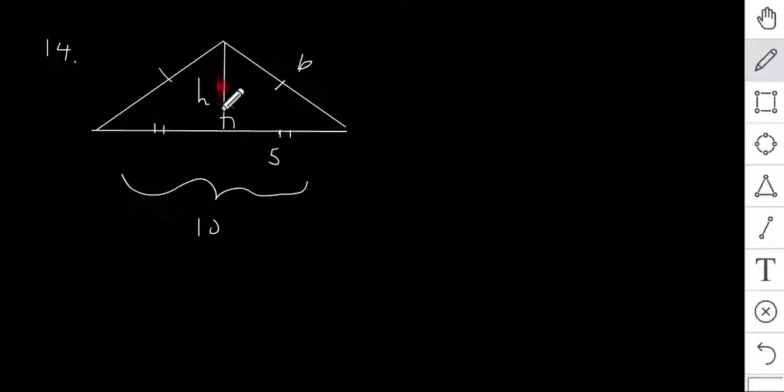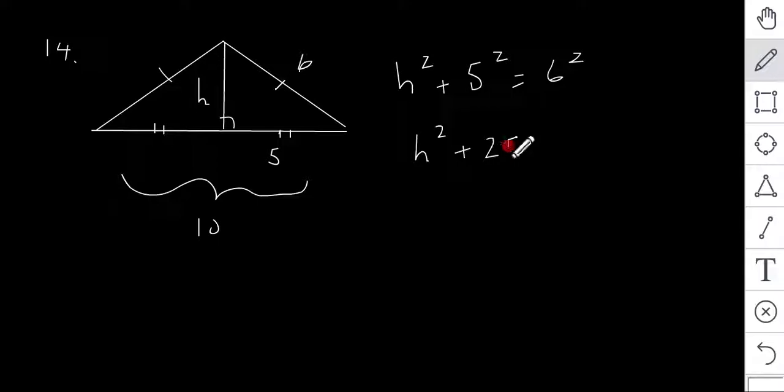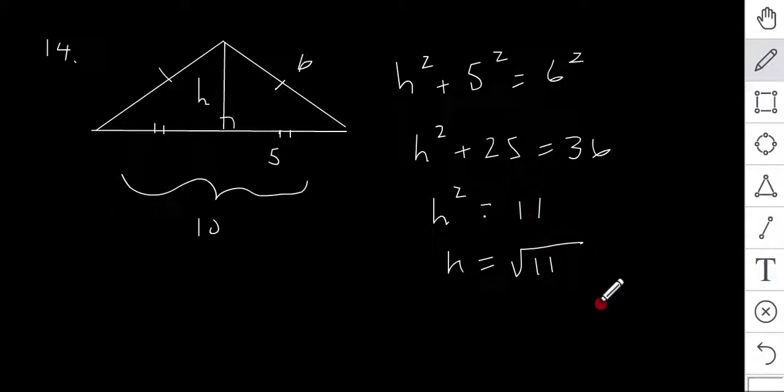So here we go. The side squared plus the side squared equals the hypotenuse squared. So h squared plus 5 squared equals 6 squared. I don't want to rush that for you. And then we're going to get h squared plus 25 equals 36. And then we could subtract 25 from 36 and get 11. And so the height is going to be the square root of 11.